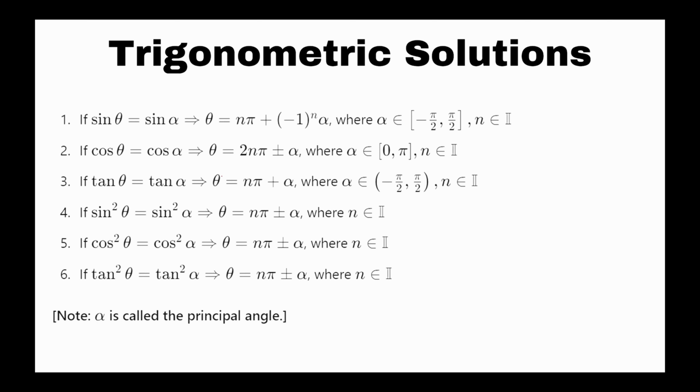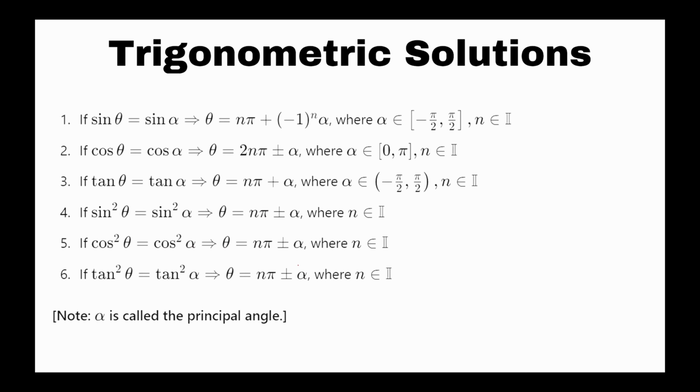So that means if sine theta equals sine alpha, then my theta would be equal to n pi plus minus 1 to the power n alpha. So keep these things in mind. For cos theta also, it would be in this format. Tan theta, there is another one. Sine square theta, it is some other way. Cos square theta, it is another way. And tan square theta, it is another way.